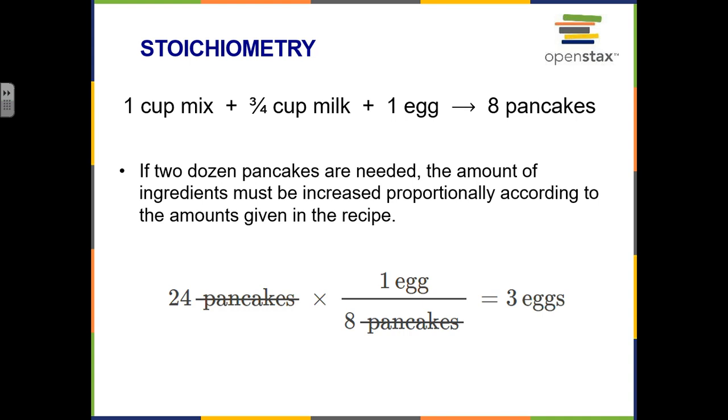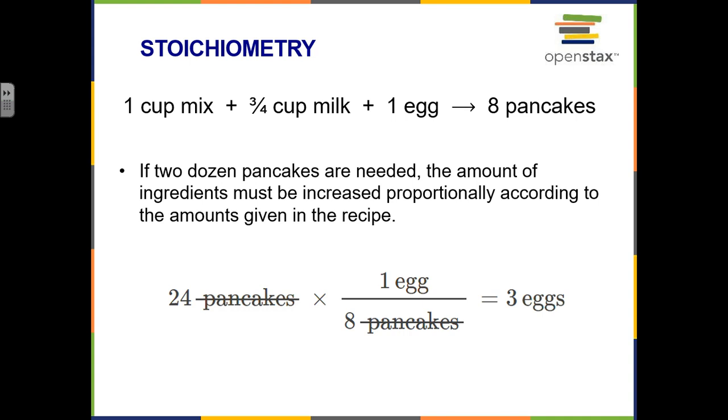So in this example, let's say you have 24 pancakes that you need. So 2 dozen pancakes, which sums to 24 pancakes. Well, if you need 24 pancakes, you certainly need more than 1 egg, and you certainly need more than 3/4 cup of milk. That can be expressed mathematically.